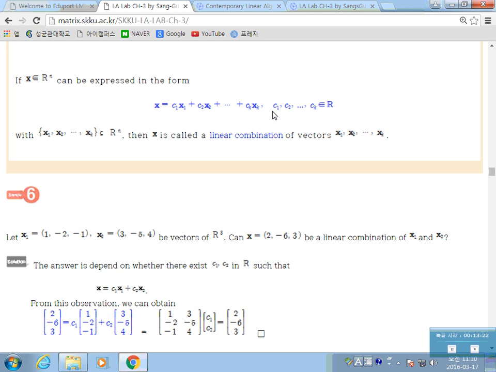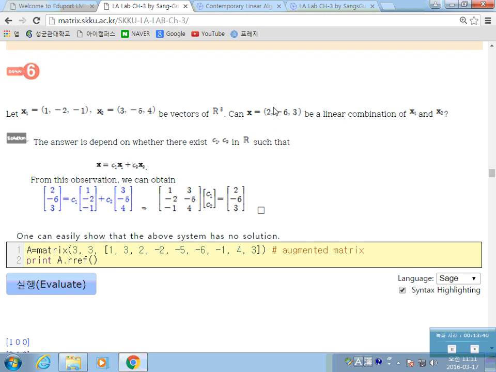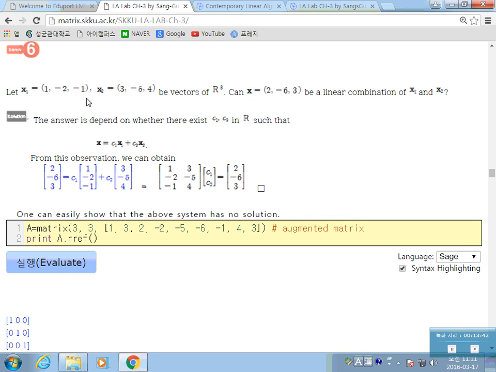There's only scalar multiplication and addition. So this vector x is a linear combination of the x_i's. With that definition, we can check whether this x is a linear combination of these or not. How?